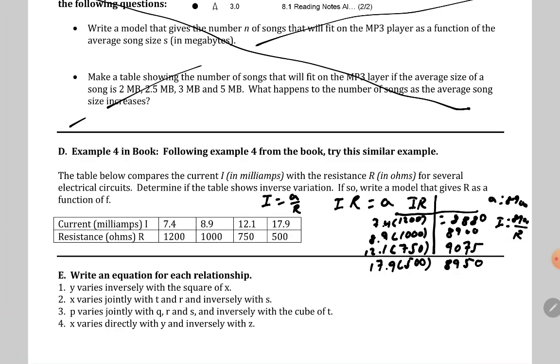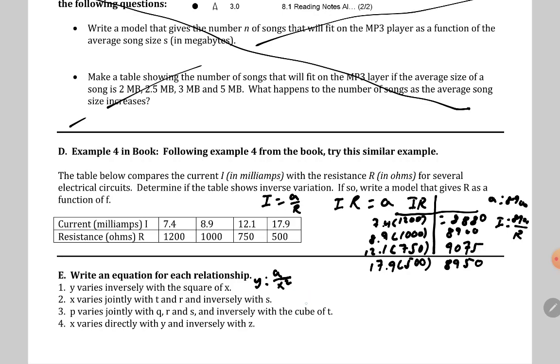Let's move on to part E. So write an equation for each relationship. So y varies inversely, which means y equals a over x. And that's it. Oh wait, with the square of x. That's why you make sure you pay very close attention. The square of x is x squared. Okay, so y equals a over x squared.